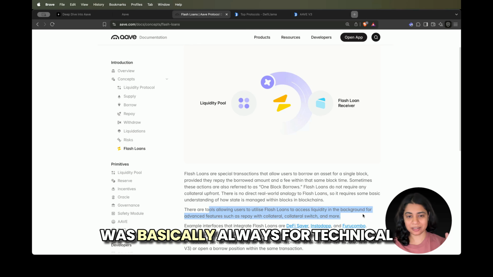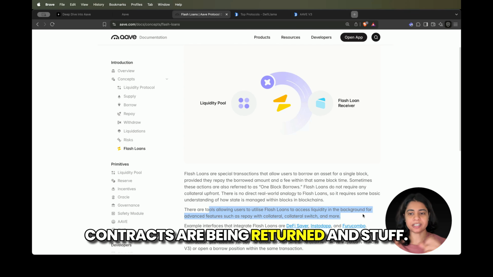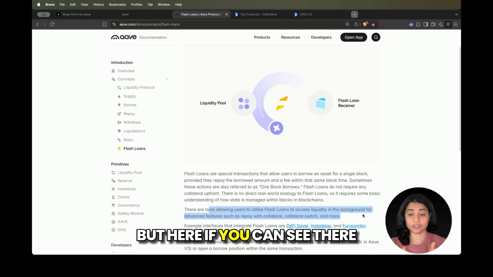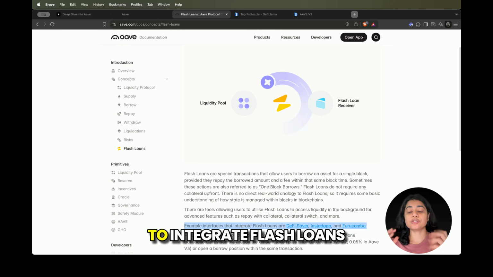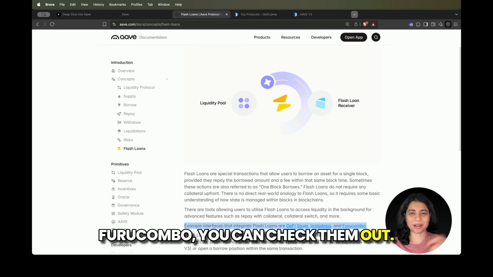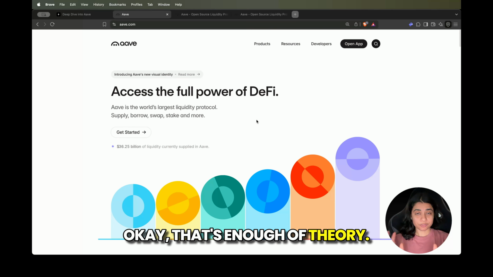It was basically always for technical people who understand how smart contracts are written and stuff. But here, as you can see, there are certain interfaces that allow you to integrate flash loans, like DeFi Saver, InstaDApp, Furucombo. You can check them out if you want to explore flash loans in depth. Okay, that's enough of theory.